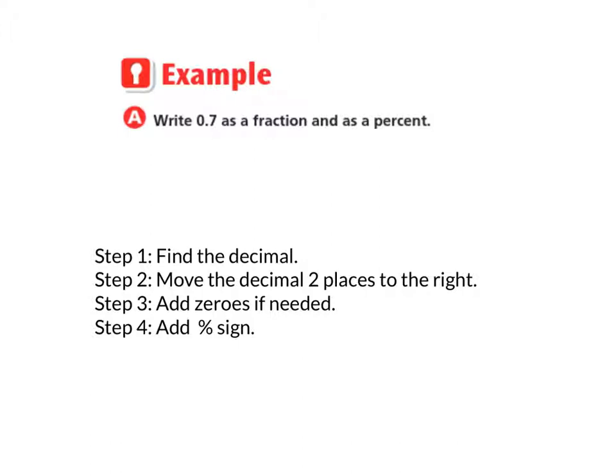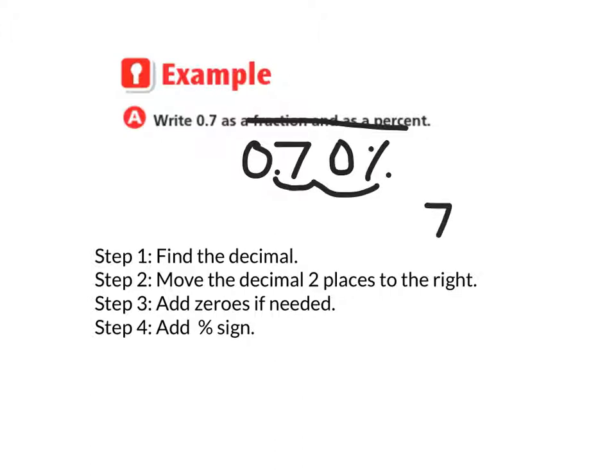So when you change a decimal to a percent, step one, you want to find the decimal. So here we have 0.7, and we're actually not going to read these instructions because I don't want to change it to a fraction. And when you're changing it to a percent, you move the decimal 2 places to the right, add zeros if needed, and then percentage sign. So 0.7 is the same as 7%.